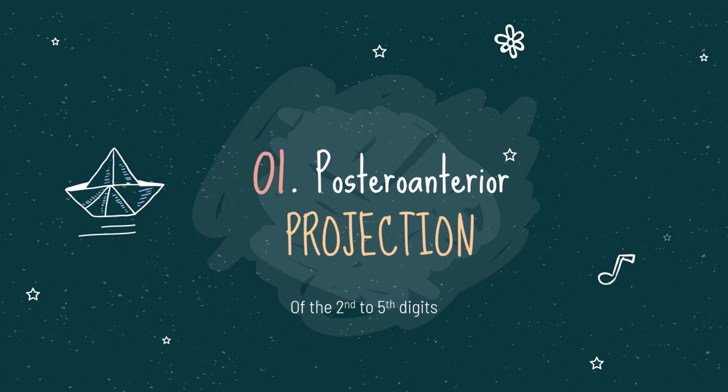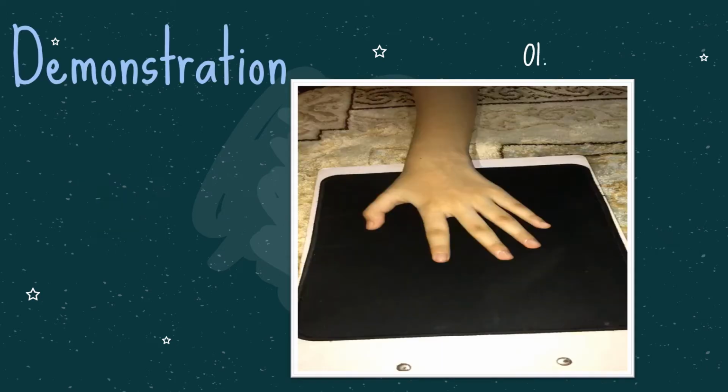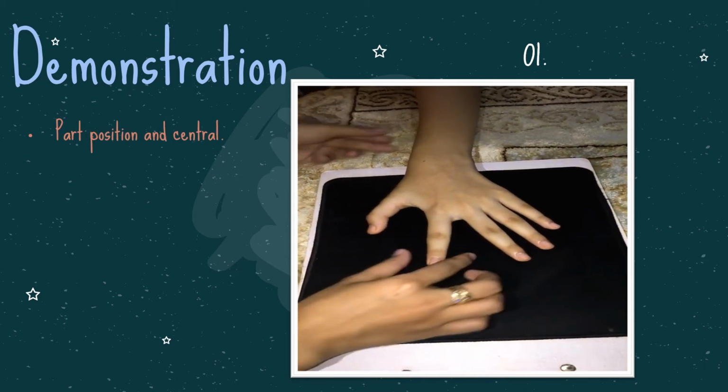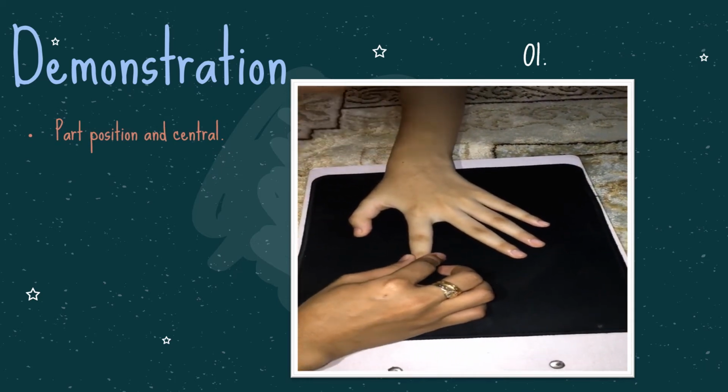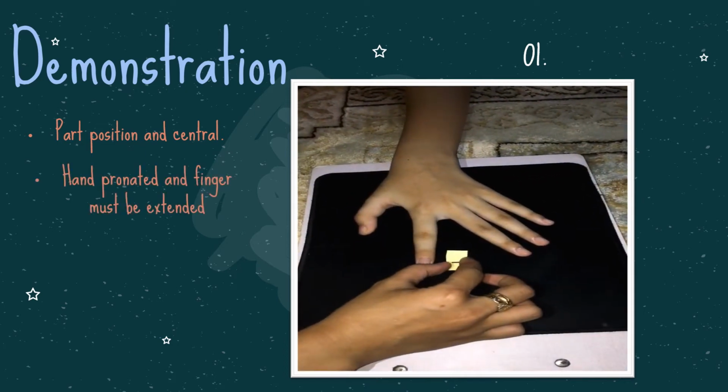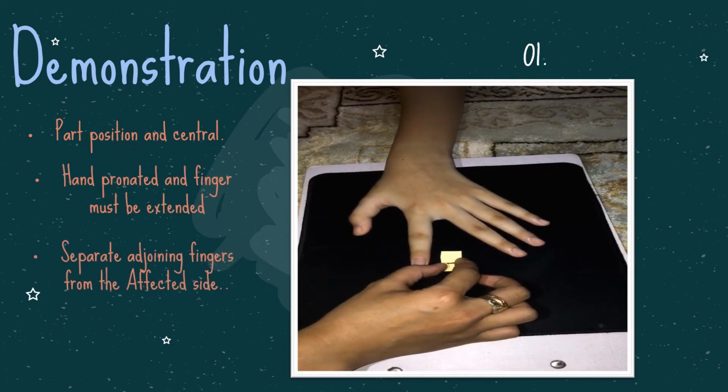The first projection is the posterior-anterior projection of the second to the fifth digit. For the demonstration of the PA projection, first you must position the finger to the central ray. Hand pronated and fingers must be extended. Separate the adjoining fingers from the affected side and add a marker to identify which hand.